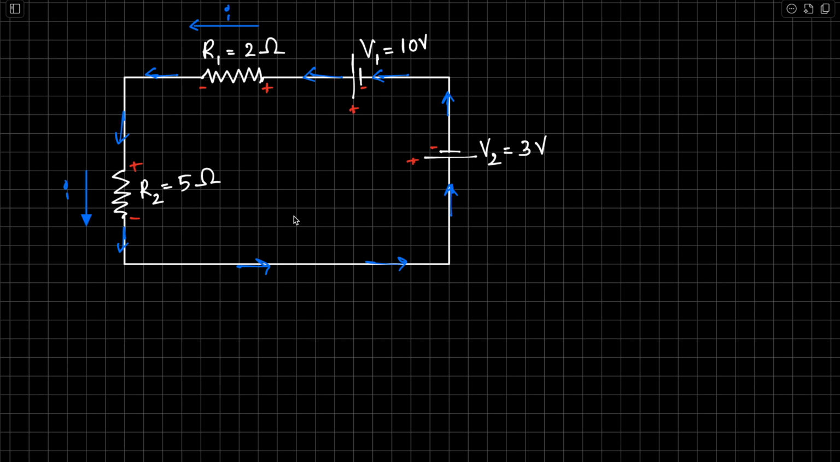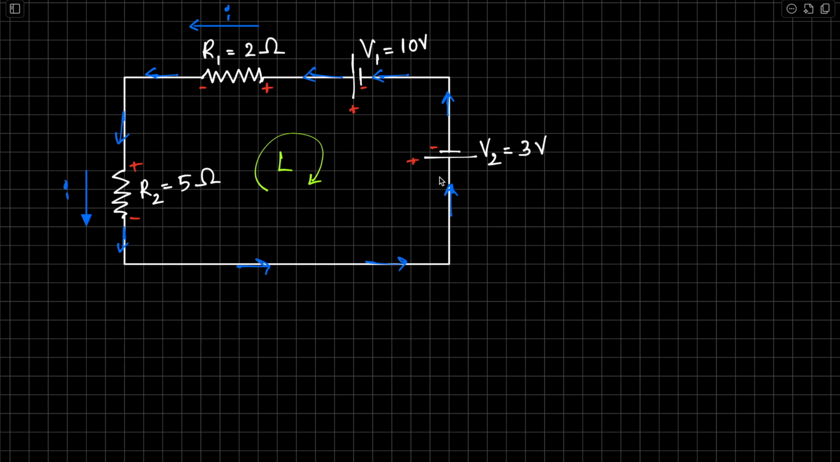Now the third step is to choose a loop. I'm going to choose a clockwise loop. That's my loop. So I'm going to go clockwise in this loop. Don't get confused here: the direction of the loop has nothing to do with the direction of the current.